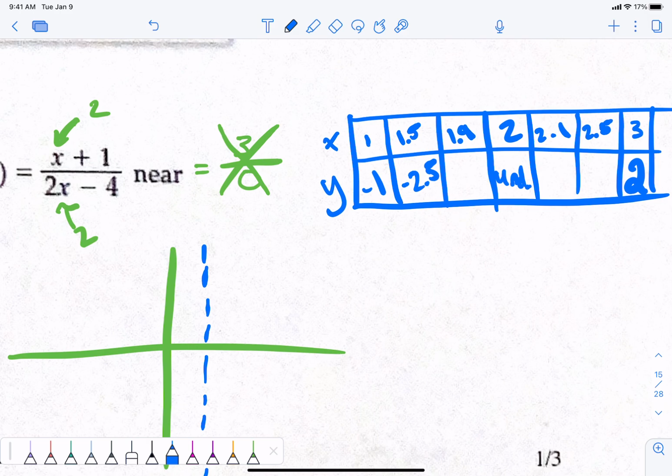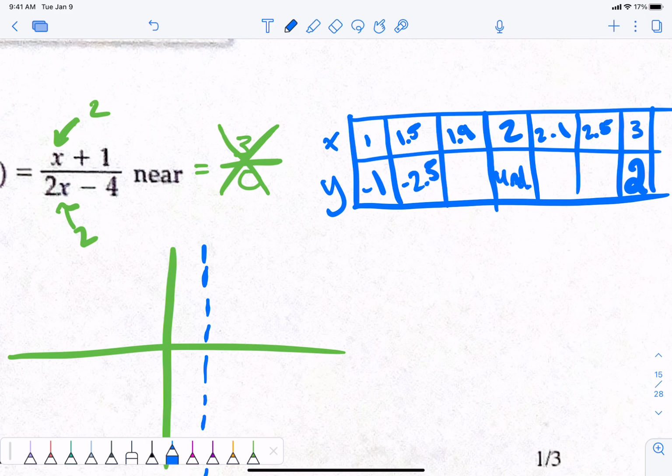1.9. Anybody else have any of these? Get your calculator out and calculate. It's 2.9 over 0.02 or something like that. I don't know what it is.